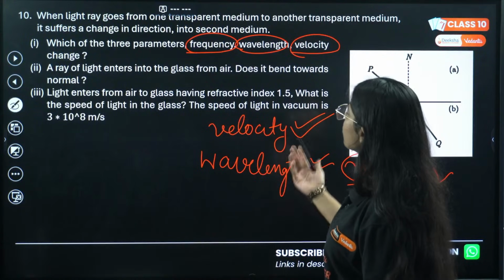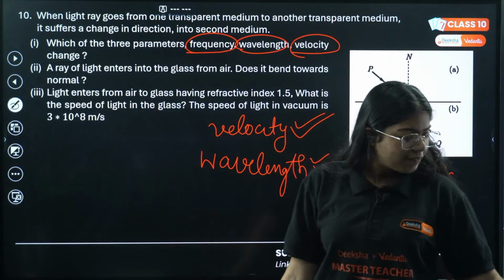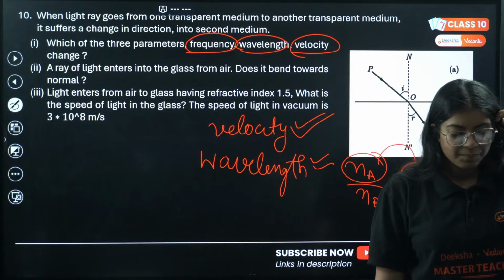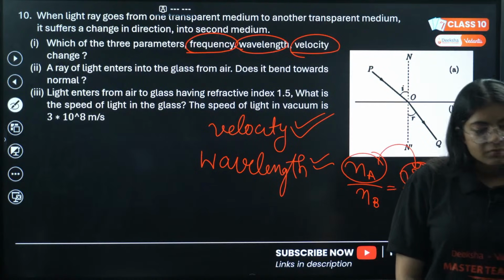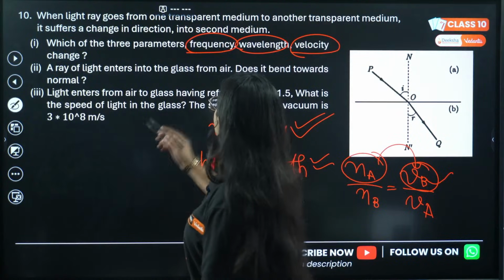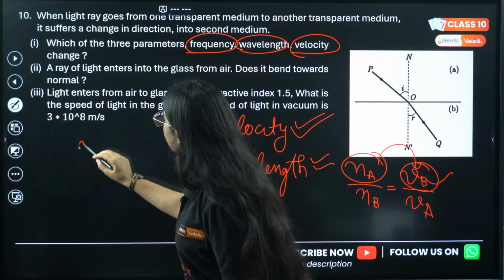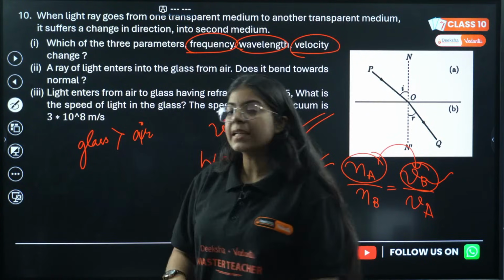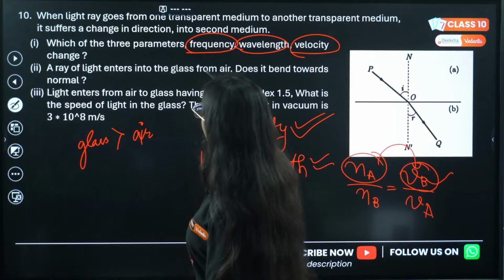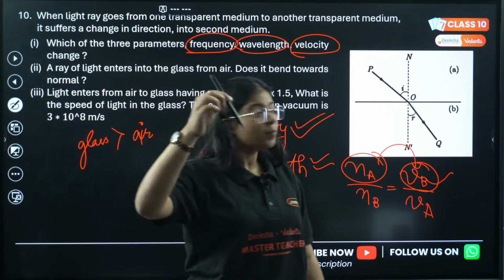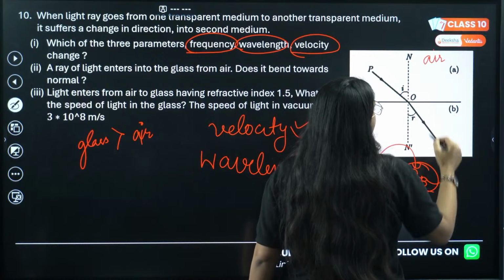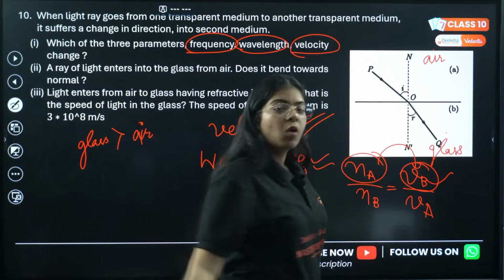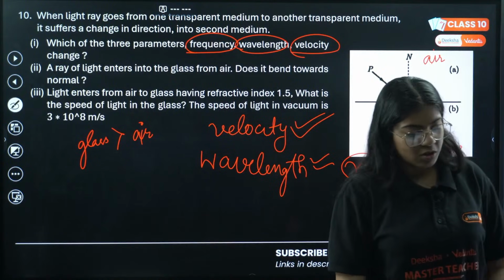Does it bend towards the normal or away? This is just a very easy answer. Lakshit is also saying wavelength, velocity. Correct Lakshit. Let me know. Okay, again, I won't waste time on this. Of course, we all know that glass is definitely denser than air. So if light enters into glass from air, this is air and this is glass. When it enters from air into the glass, it will bend towards the normal. Correct? Yes, towards the normal path.